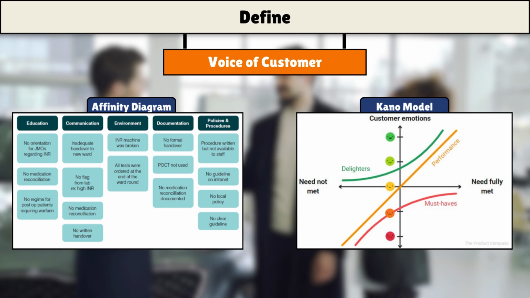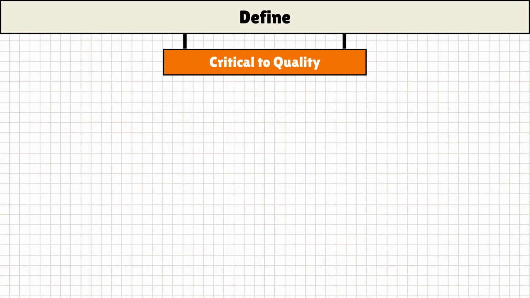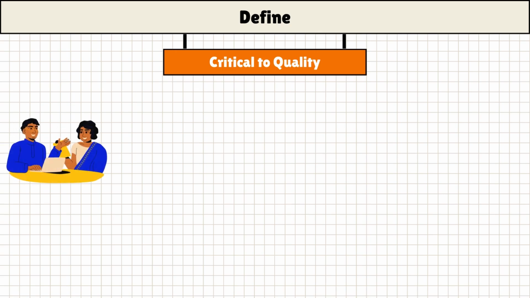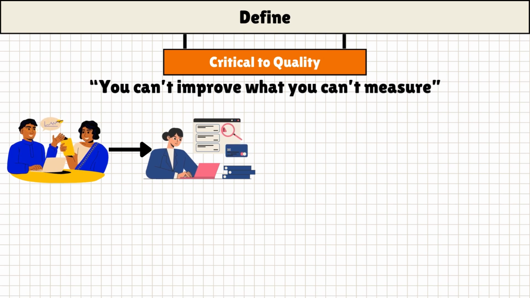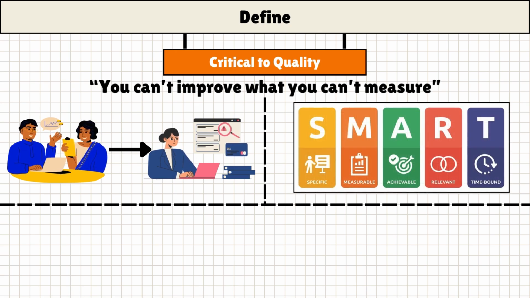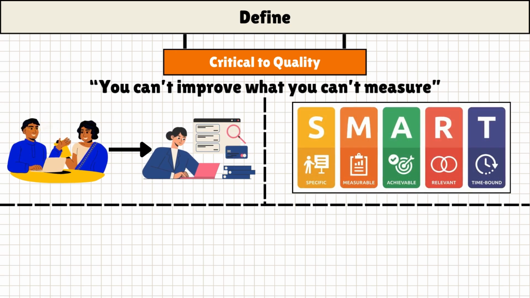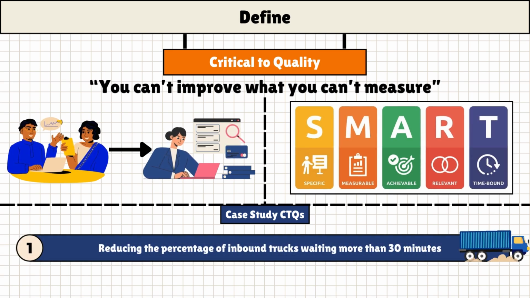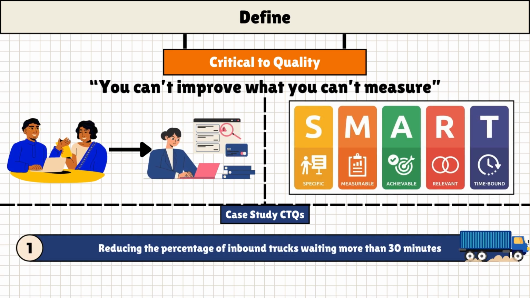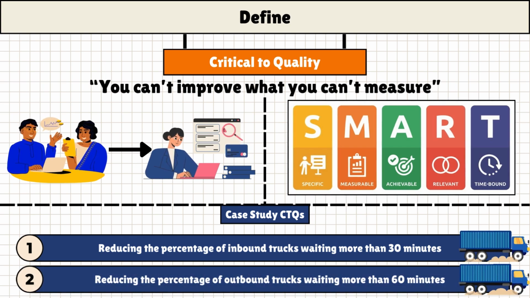In our case, since we already know customers are complaining about long waiting times, we'll move on to the next step, establishing critical to quality or CTQs. CTQs are quantifiable measures that translate customer requirements into actionable metrics. As the saying goes, you can't improve what you can't measure, making it crucial to define CTQs clearly. They should adhere to the SMART criteria, ensuring precise focus and direction for improvement efforts. For our problem, the CTQs are reducing the percentage of inbound trucks waiting more than 30 minutes and reducing the percentage of outbound trucks waiting more than 60 minutes.